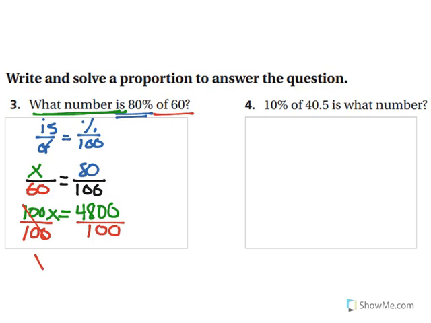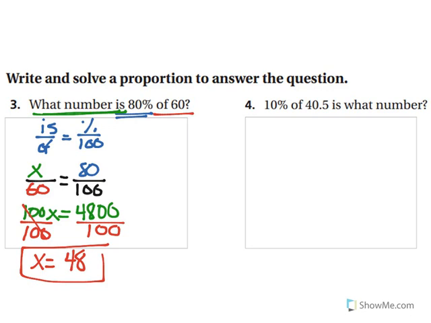Again, feel free to use your calculator. 4,800 divided by 100 is just 48. It's not a percent, it's a number, and we were finding out the part. So we know that the whole is 60, therefore the part is 48. The part is less than the whole, and that's why it's 80%.